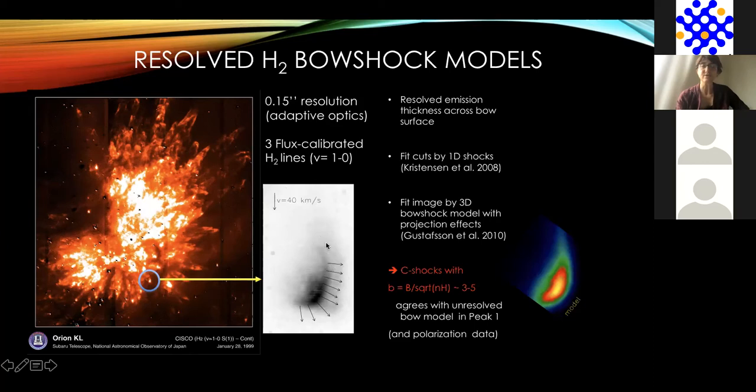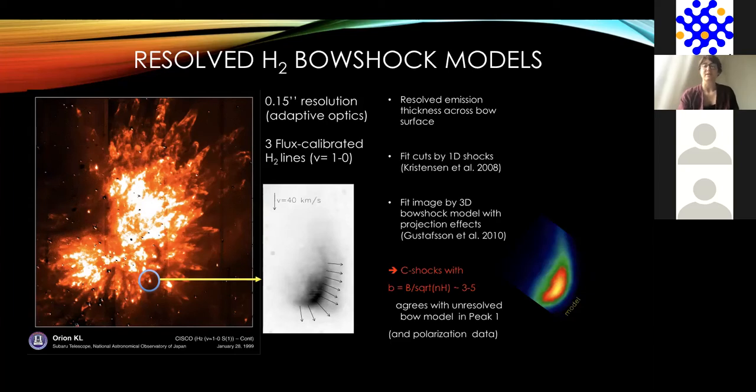And you can see that the bow walls are resolved in thickness. And so Lars Christensen made cuts through these bow shock walls, and he tried to fit at the same time the flux and the thickness. And he concluded that he needed C shocks with quite a large little b of about 5, I think. This was assuming that we were seeing everything edge on. Then there was a 3D model taking into account projection effects by Mike Gustafson. On the right, you can see the synthetic image that reproduced the observations. And she found basically the same results, very close parameters to what Cham found, just from the line profile and the excitation diagram.